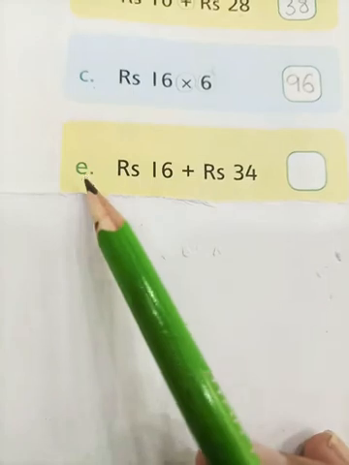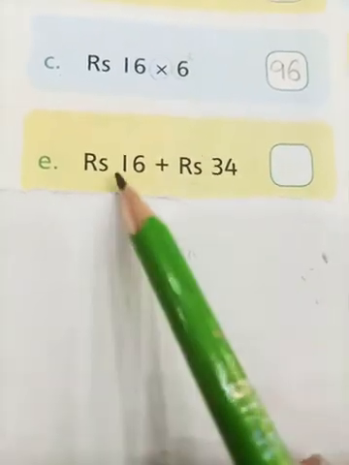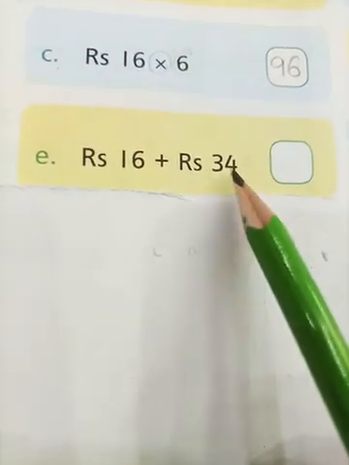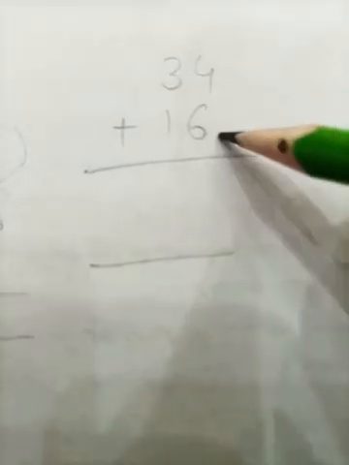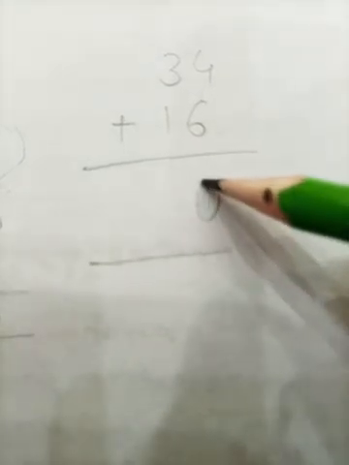Next is my part E. Students, here I am adding 34 rupees and 16 rupees. Look at this, we are adding 34 and 16. 6 plus 4, answer is 10. 0 will be written here and 1 as a carry.